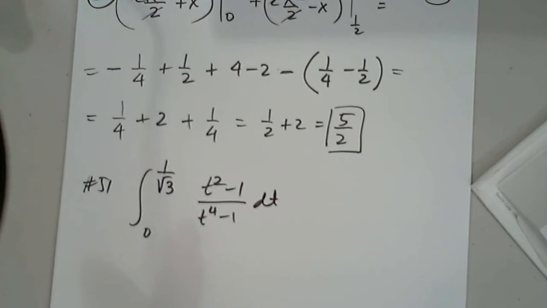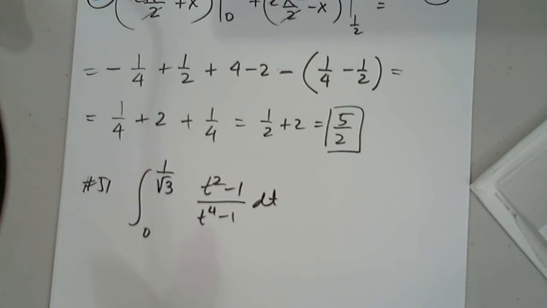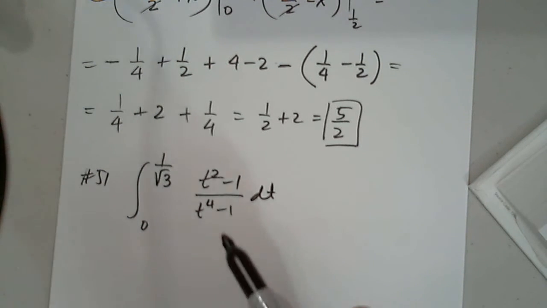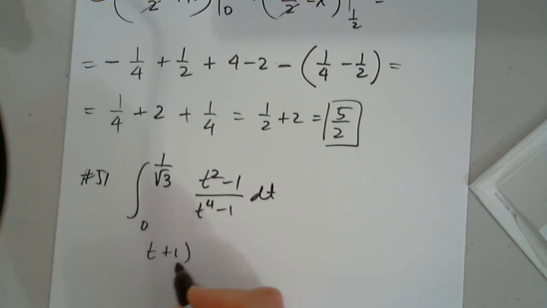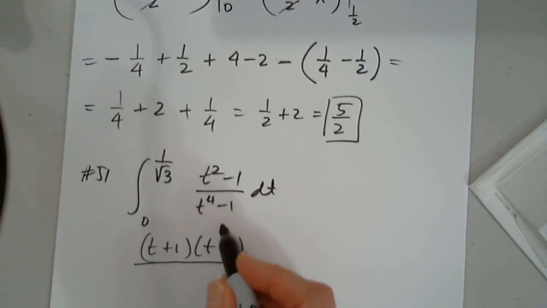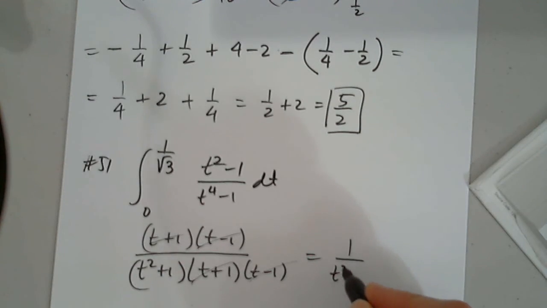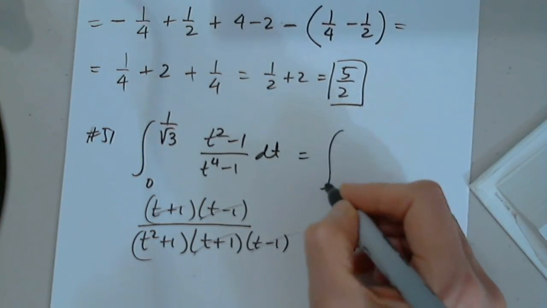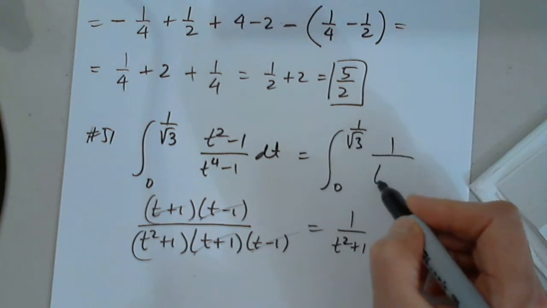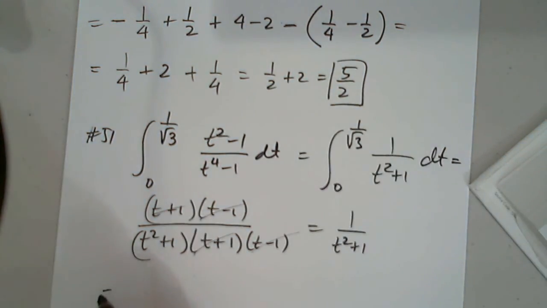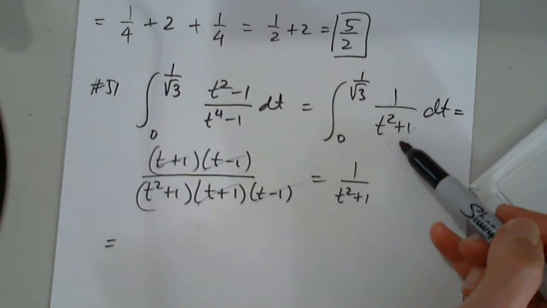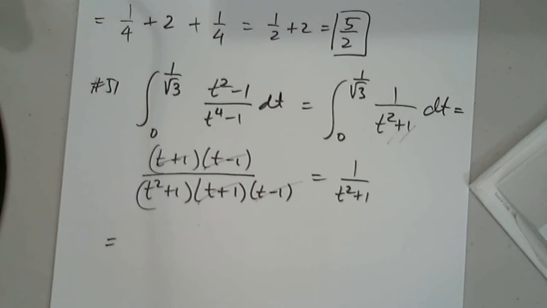Okay, so let's take this function aside and see what happens. So the numerator is factorable into t plus 1, t minus 1. The denominator is t squared plus 1, t plus 1, and t minus 1. There's nothing to it. So this is basically 1 over t squared plus 1. Good. So what is the antiderivative of this? I thought it was much more interesting for some reason. Or arctan of t. Very good.